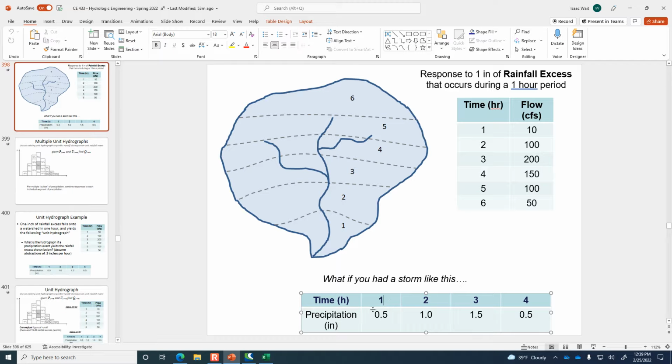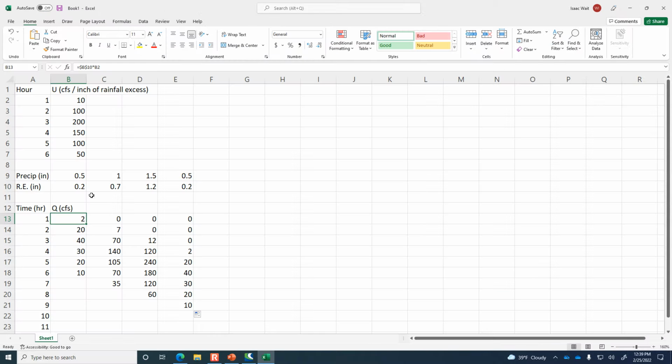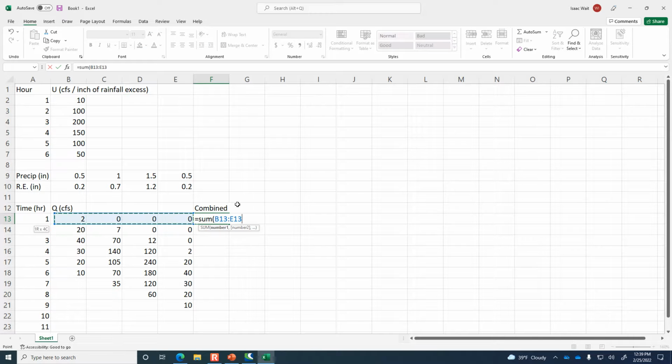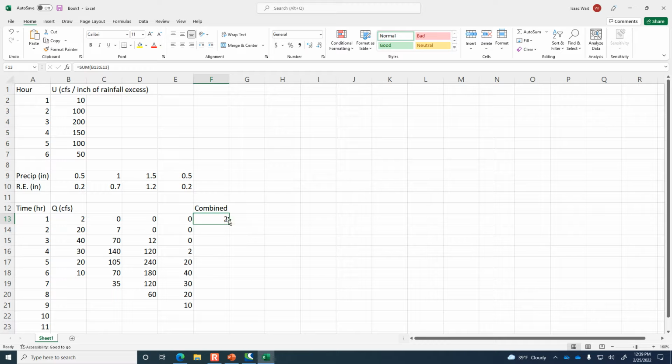There was the first hour when there was 0.5 inch, subtract out the 0.3 of an inch of abstractions, so there was this amount of excess during each pulse, and then combined, it is the sum of all of these that are to the left. So the overall runoff that's coming out of the watershed is going to look like this.